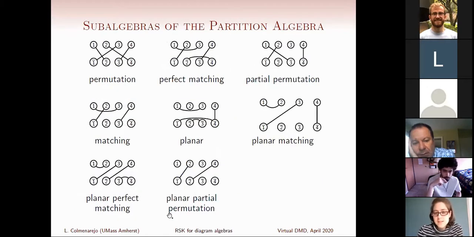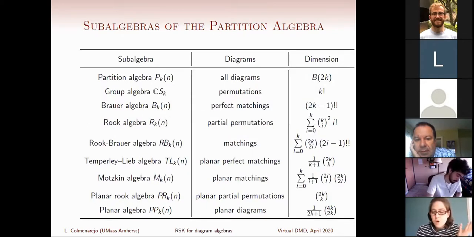So what I wanted to say is that the good part of this algorithm is that it behaves very well with subalgebras. There are different ways that you can define subalgebras of the partition algebra, and one of them is by putting some conditions over the diagrams that you get. Permutation means that all of them have to be linked one with one, or perfect matching. These come, I think, from the perspective of graph theory. So for each of these subalgebras, what we did in our paper was to look at what happened with the insertion algorithm, and everything works perfectly.